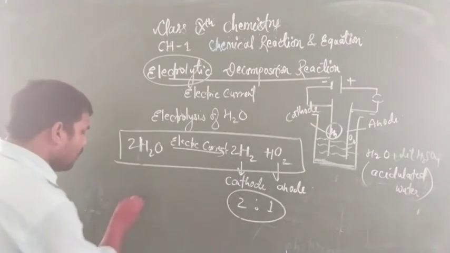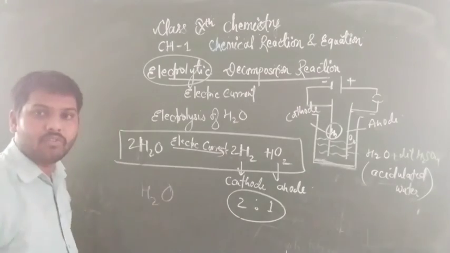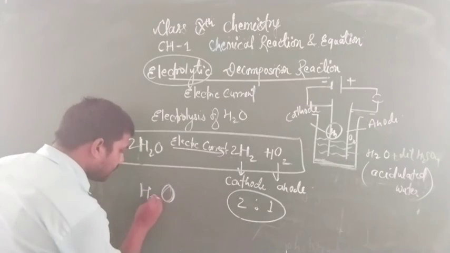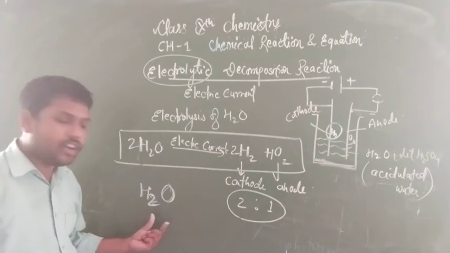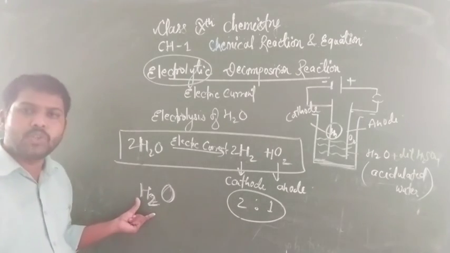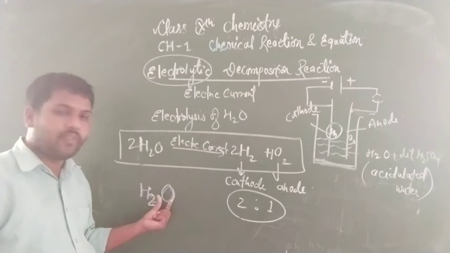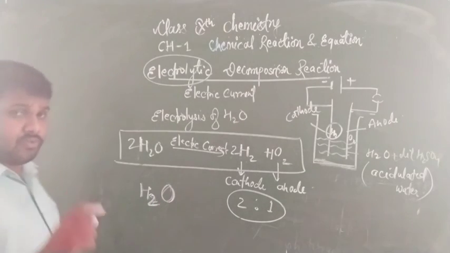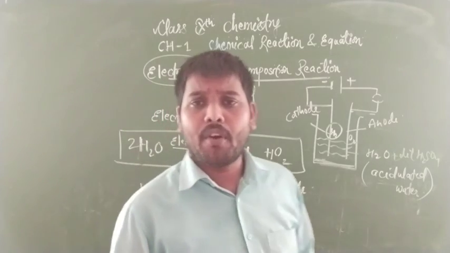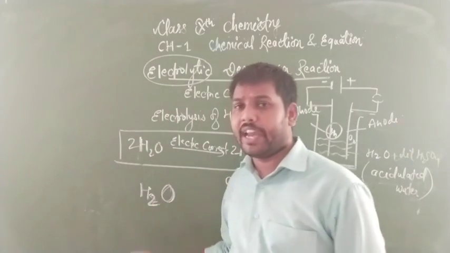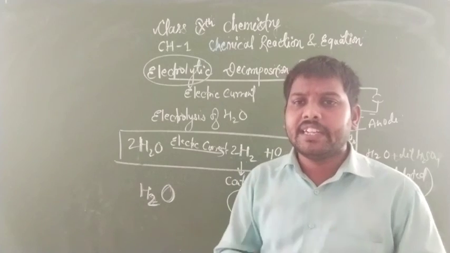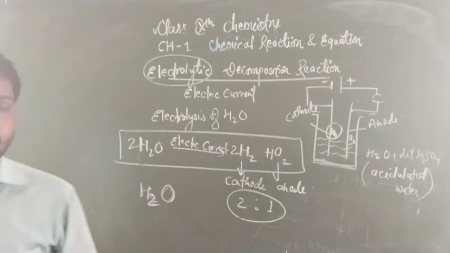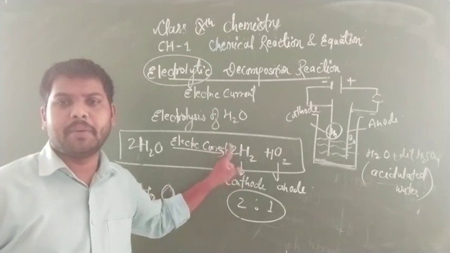It is because water, children, is made up of 2 parts of hydrogen and 1 part of oxygen. Once again I repeat, children, water is made up of 2 parts of hydrogen and 1 part of oxygen. That is the reason that during the electrolysis of water, the hydrogen gas will be double that of oxygen.